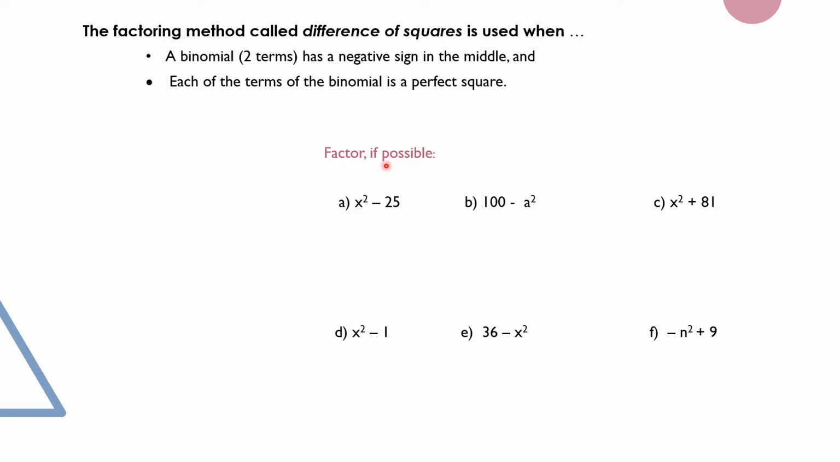So factor if possible. First thing we always look for is a greatest common factor. Do any of these have a greatest common factor? Look at them all. Do any of them have a greatest common factor that I could factor first? I could factor a 2 out or something like that. Could I factor a 5 out here? Is that a greatest common factor? No. So there's no greatest common factor.